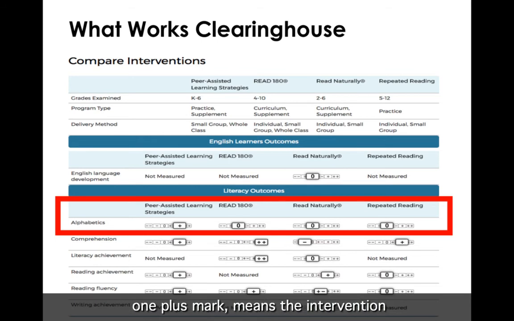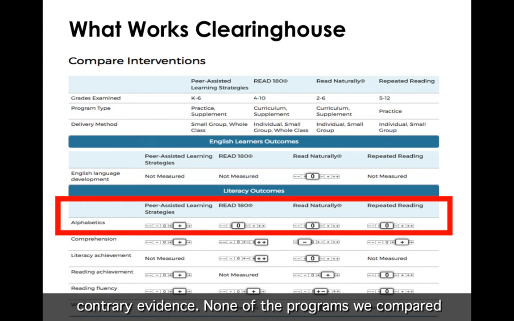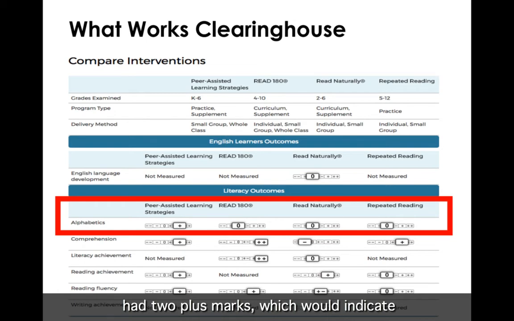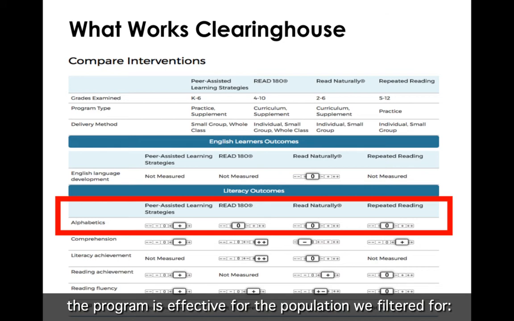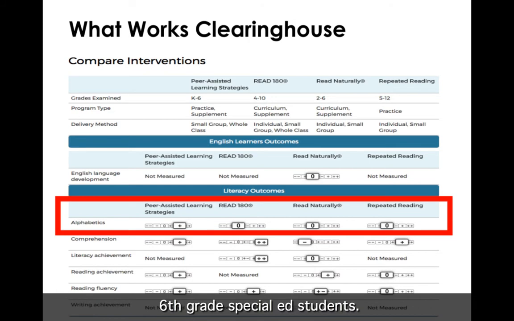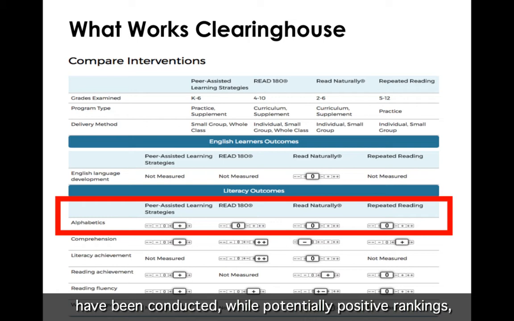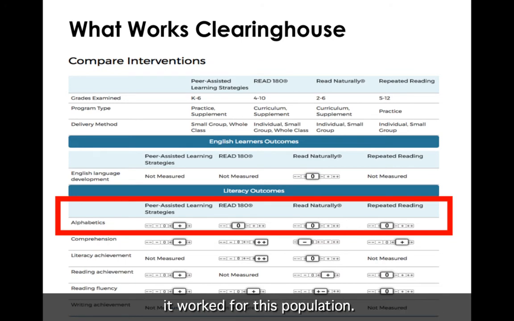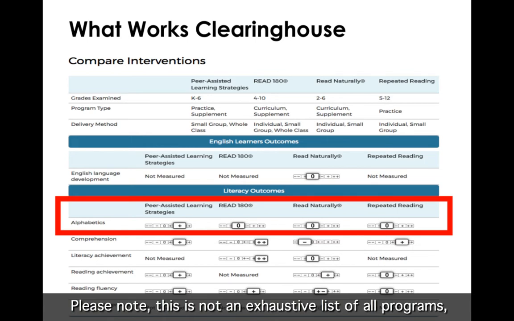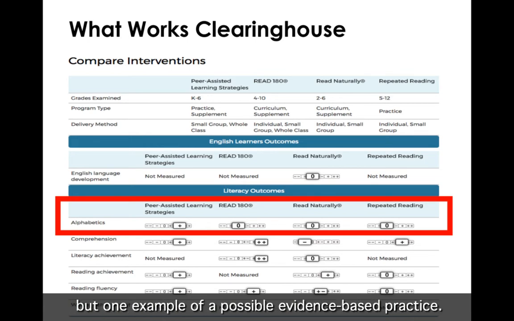A potentially positive ranking, 1+ mark, means the intervention had a positive effect on outcomes with no overriding contrary evidence. None of the programs we compared had 2+ marks, which would indicate positive effects were found and as stronger evidence the program was effective for the population we filtered for, 6th grade special ed students. Positive effects is an indicator that multiple studies on the practice have been conducted, while potentially positive rankings like peer-assisted learning strategies in this example means at least one study has been conducted showing it worked for this population. Please note, this is not an exhaustive list of all programs, but one example of a possible evidence-based practice.